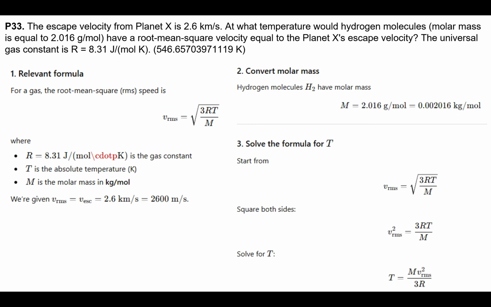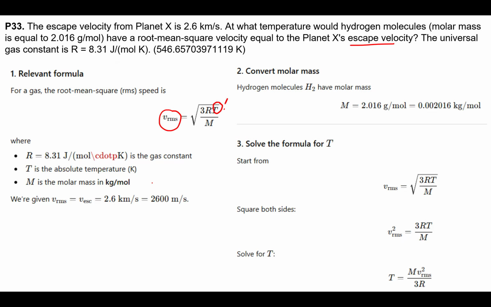Now, this is the interesting one. The escape velocity from planet X is known. What temperature would a hydrogen molecule need to have a root mean square velocity equal to planet X's escape velocity? The universal gas constant is this one. That means the first thing is that you need to correlate the root mean square velocity, okay? And then we need to find out the temperature actually.